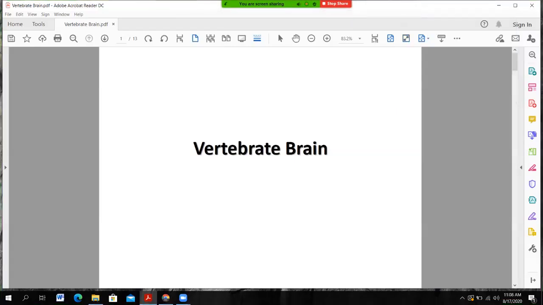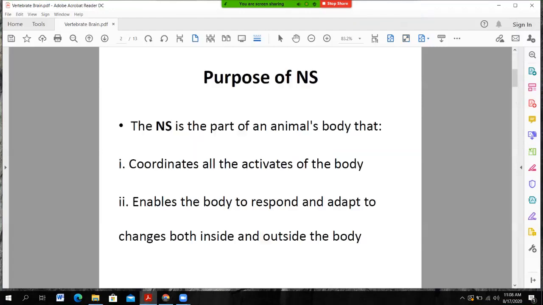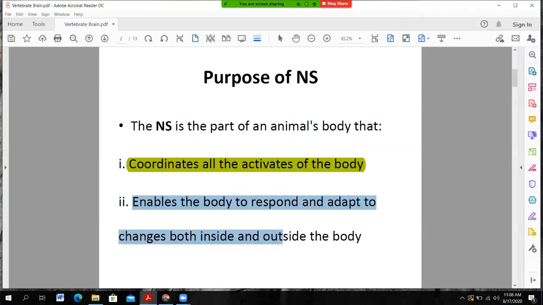Okay, today we will discuss the vertebrate brain. You know that the nervous system plays an important role in coordinating all the activities of the body, and it also enables the body to respond and adapt to changes both inside and outside of the body. Coordination of all the activities of the body is an important function of the nervous system, and it also enables the body to grow, to respond, and adapt itself to external or internal changes which take place.